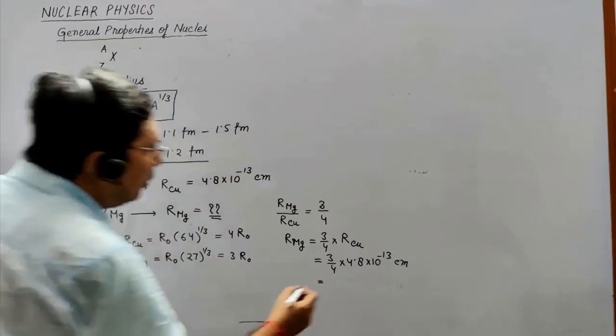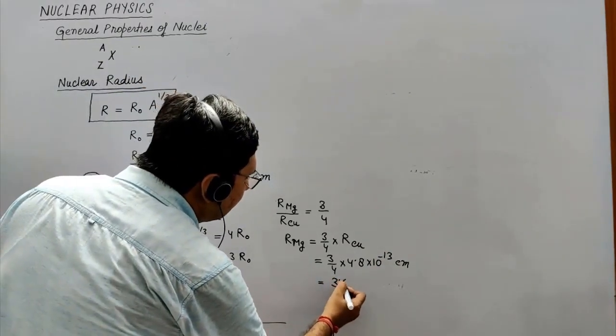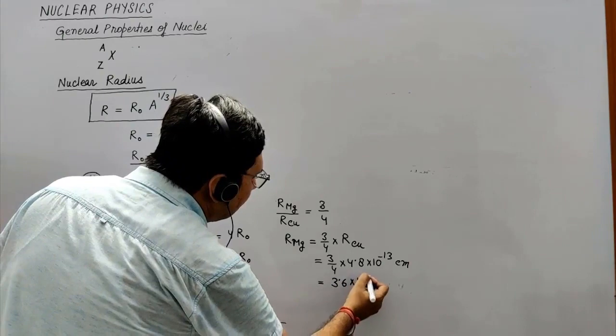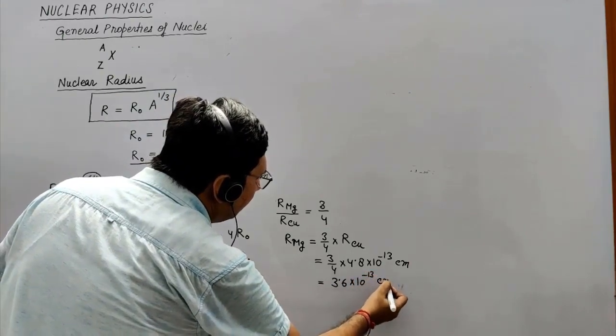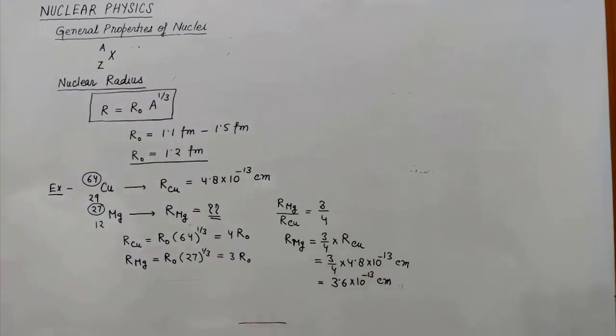So this will be equal to 3.6 into 10 power minus 13 centimeters. So in this type of situation, you can apply this formula of nuclear radius. This formula is found out experimentally.